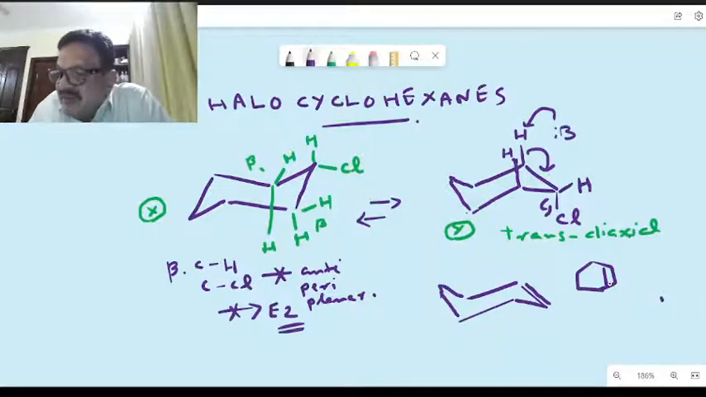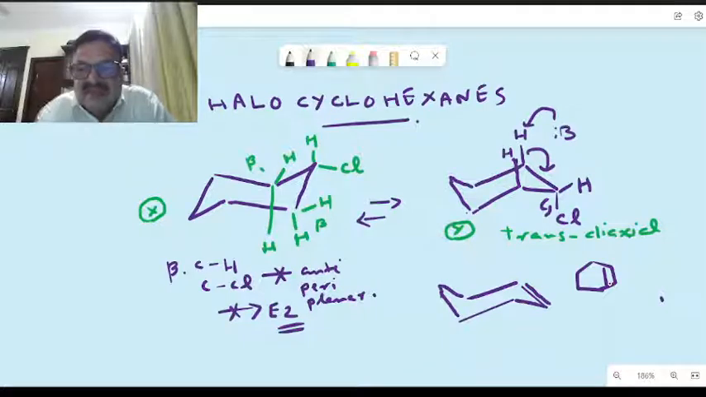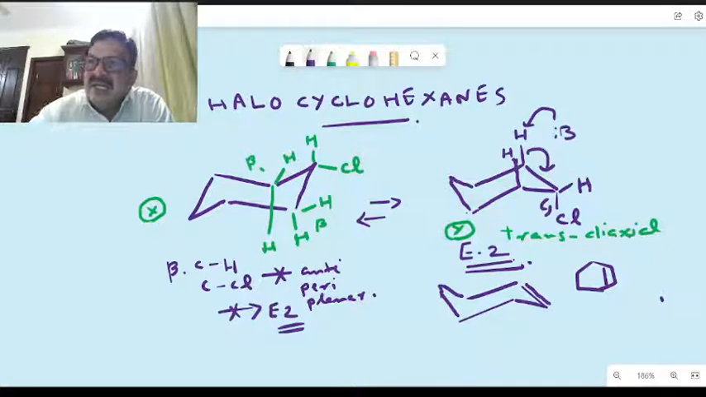So the beta CH bond and the CCl bond, they are trans-diaxial. So E2 elimination occurs here. This is the E2 elimination. It is occurring here. Correct. Now that is trans-diaxial position. We call it trans-diaxial positions here.